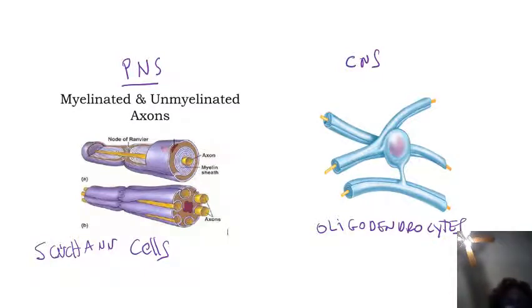Notice that these cells work in a very different manner. In Schwann cells, one Schwann cell wraps around a portion of the axon, which means that several Schwann cells will be needed to create the myelin sheath along an axon. Oligodendrocytes, on the other hand, wrap around several axons.